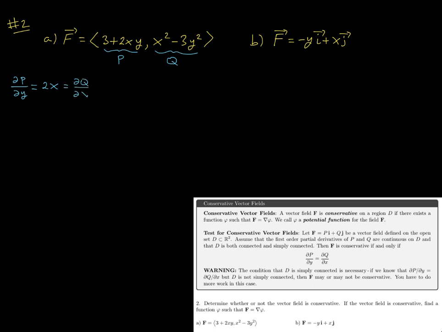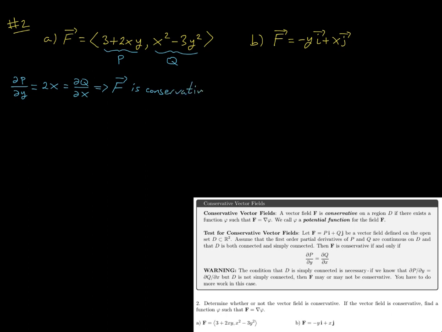And since the domain here of this vector field is all of R2, certainly simply connected, so no holes, nothing along those lines to worry about, this implies that f is conservative.